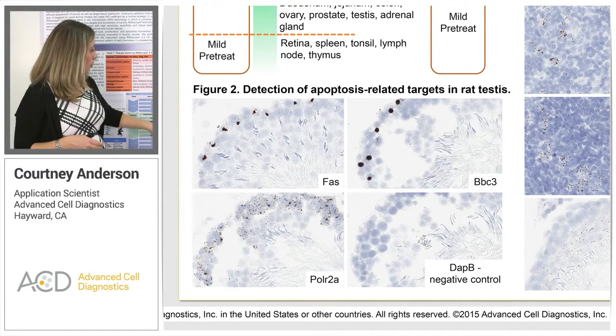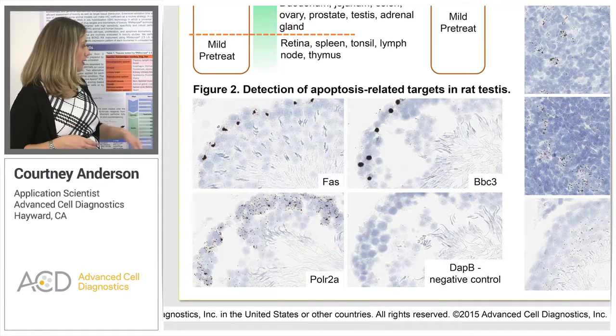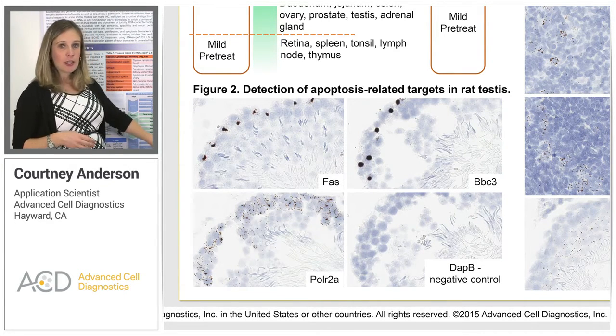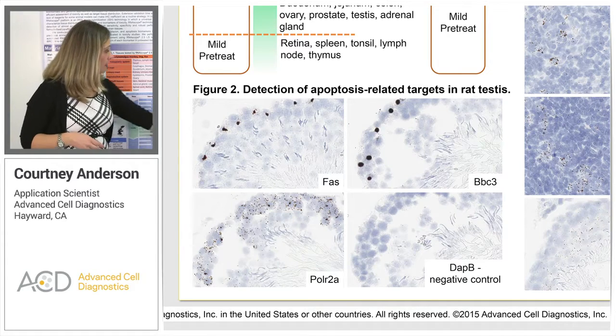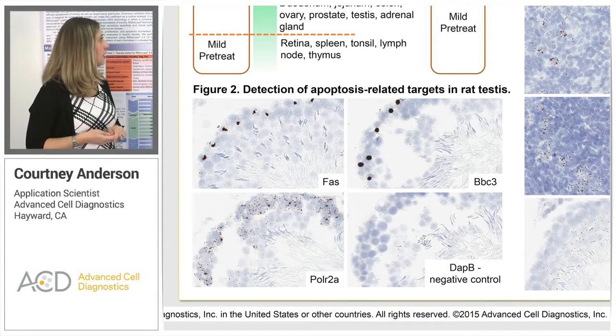And what you can see here is that we have very strong, similar detection of both of the markers in the rat testes. Our POLR2A also displays nice expression in the rat testes, and our DapB negative control is clean with no background staining.